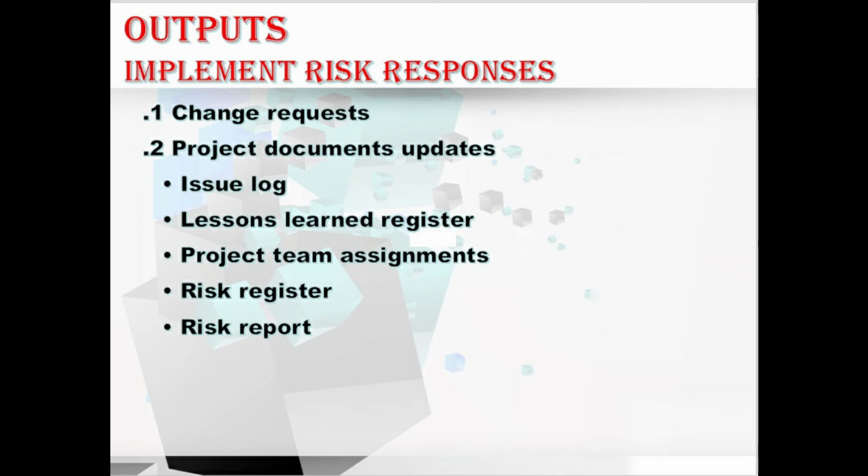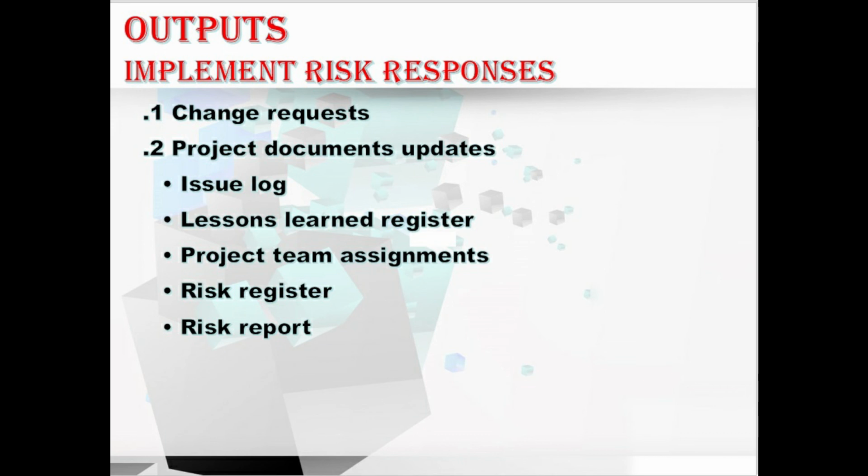Moving to the risk register. The risk register may be updated to reflect any changes to the previously agreed upon risk responses for individual project risks that are subsequently made as a result of the implement risk responses process. Hope you understood about this risk register. Moving to last, the risk report. This risk report may be updated to reflect any changes to the previously agreed upon risk responses to overall project risk exposure that are subsequently made as a result of the implement risk responses process. Okay, hope you understood about the outputs of the implement risk responses process also.